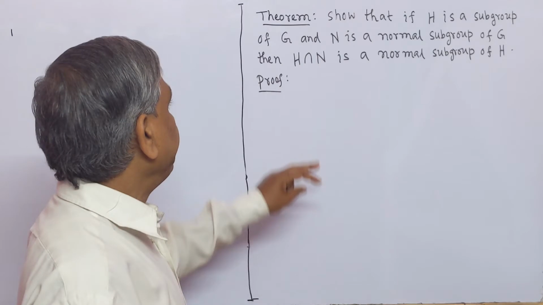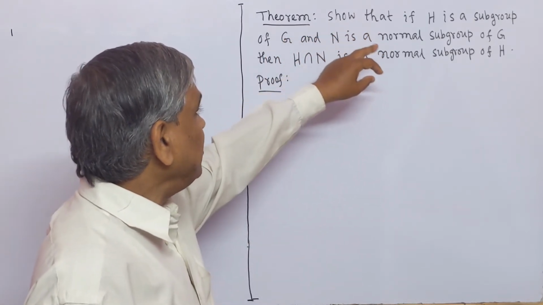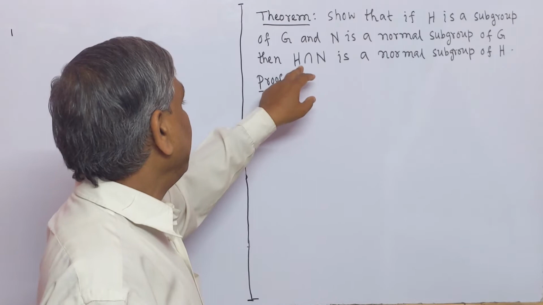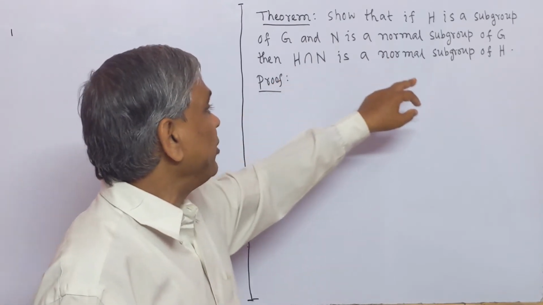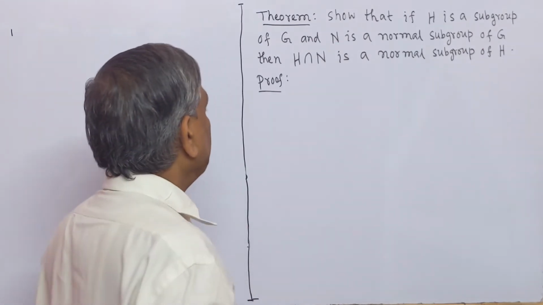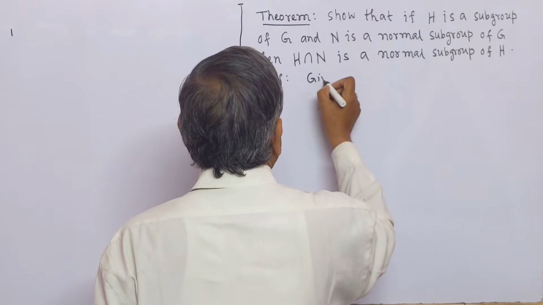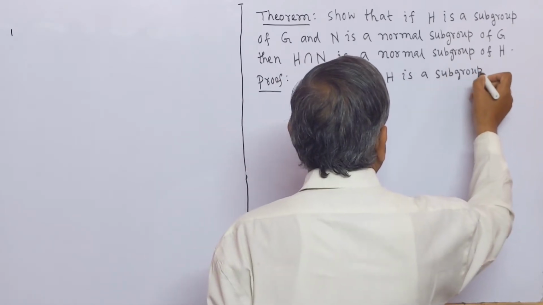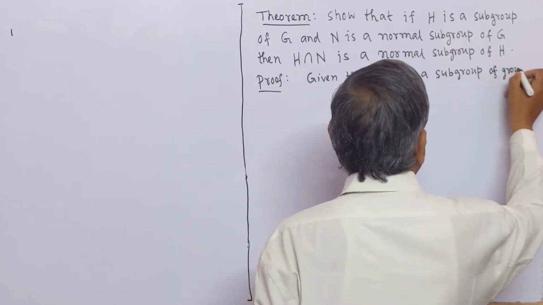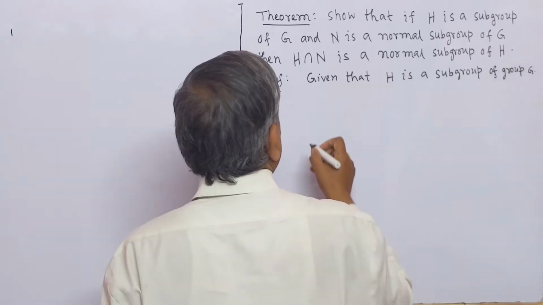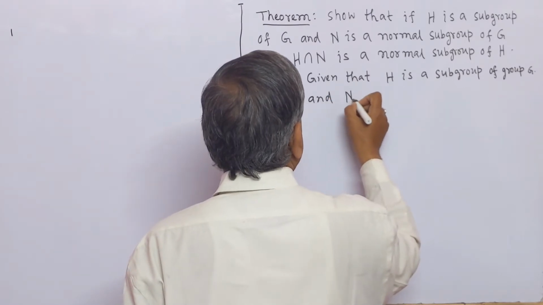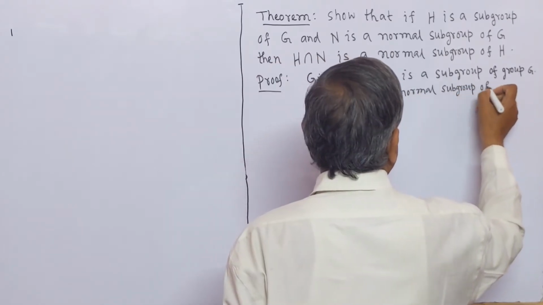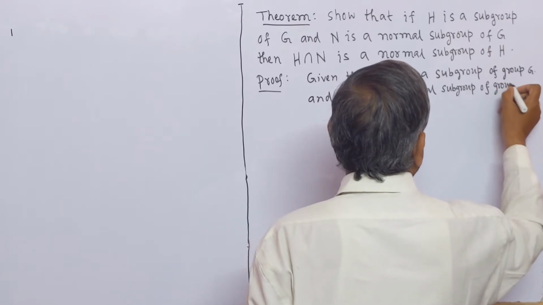Now we prove a theorem so that if H is a subgroup of G and N is a normal subgroup of G, then H intersect N is a normal subgroup of H. Given that H is a subgroup of group G and N is a normal subgroup of group G.